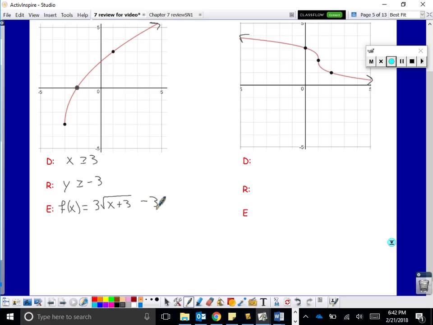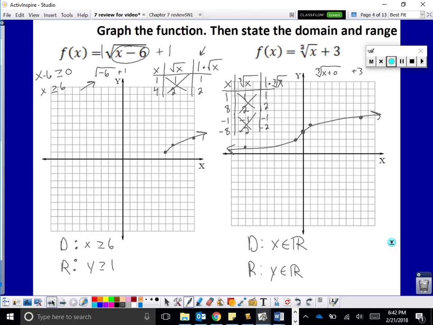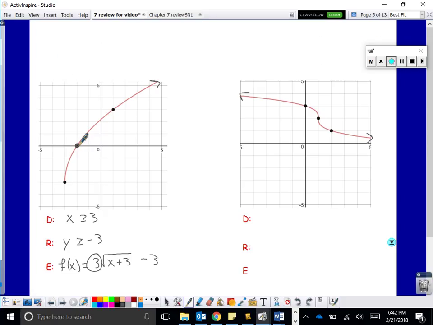Okay, just to reinforce this idea of this stretch, I went over 1, up 3 on this. Notice what happened when I had a 1 there. I went over 1, up 1, and that's what told me that this a value was 1 here. Here it was 3.